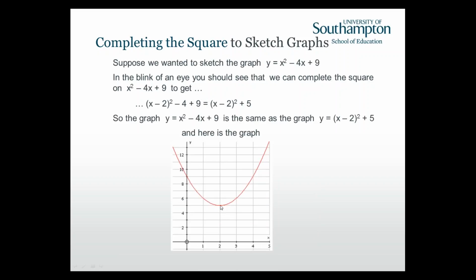So we can draw in our vertex there. In fact, there wouldn't have been any point in factorising it, as we wouldn't have had any factors. And we can see that it crosses at 9 because we know that from here.